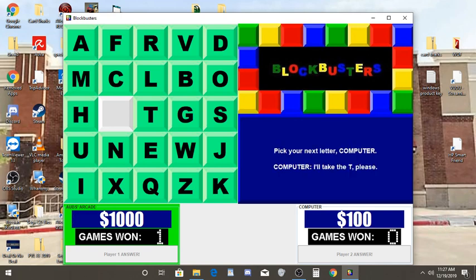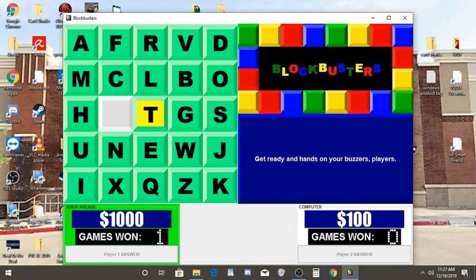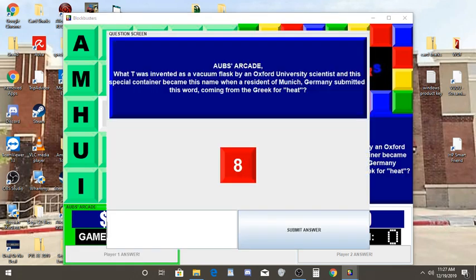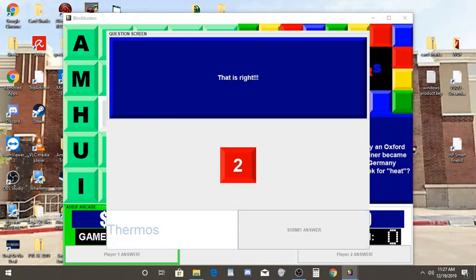T, okay. Let's try the letter T. Let's hope I can get this one right. What T was invented as a vacuum flask by Oxford University scientists and a special container became the name of Germany's version of this word? Thermos. That is correct. There we go.